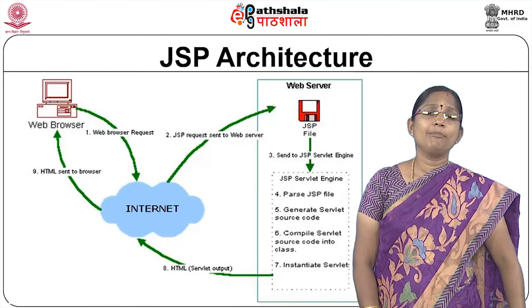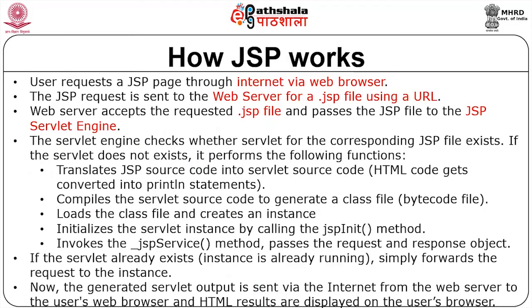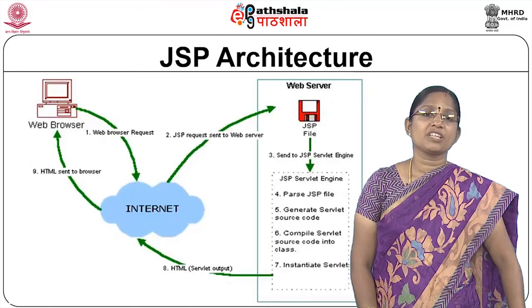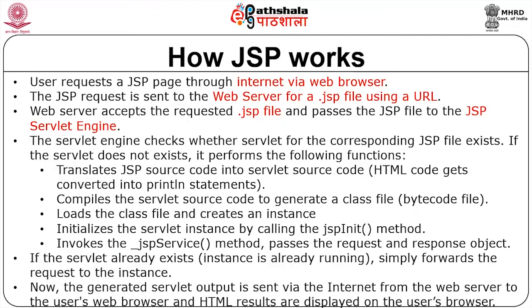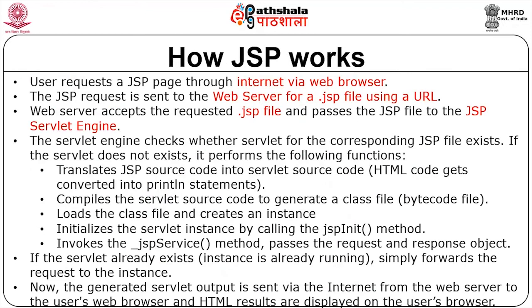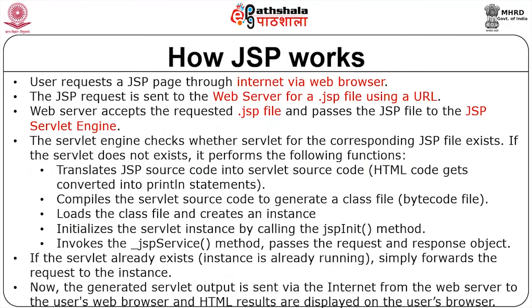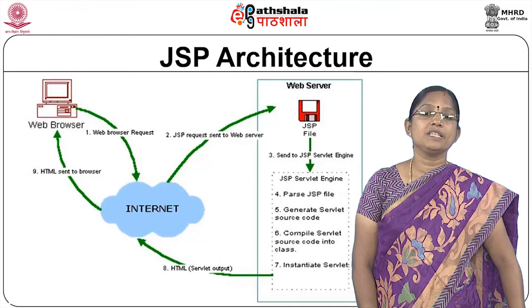Now with the help of the above architecture, let me tell you again how the JSP process works. As we see in step 1, the user requests a JSP page through the internet via a web browser. As step 2 says, the JSP request is sent to the web server. It requests a particular JSP file using a URL. In step 3, it reaches the web server. The web server accepts the requested JSP file and passes it to the JSP servlet engine, as we have seen in step 3.